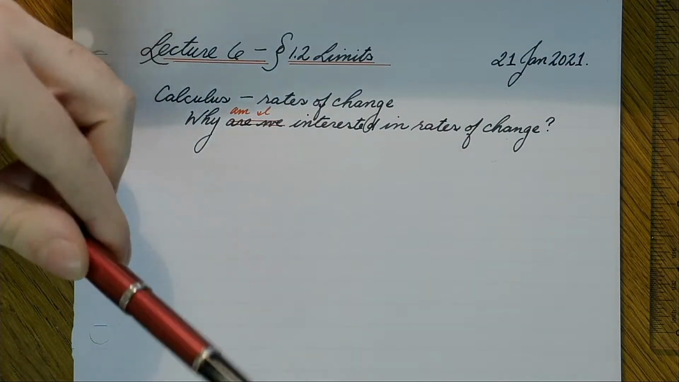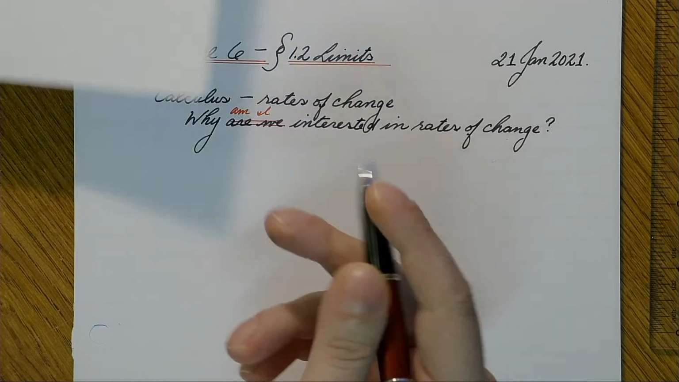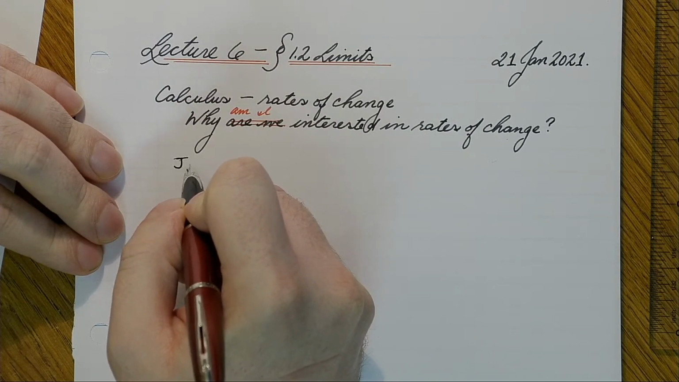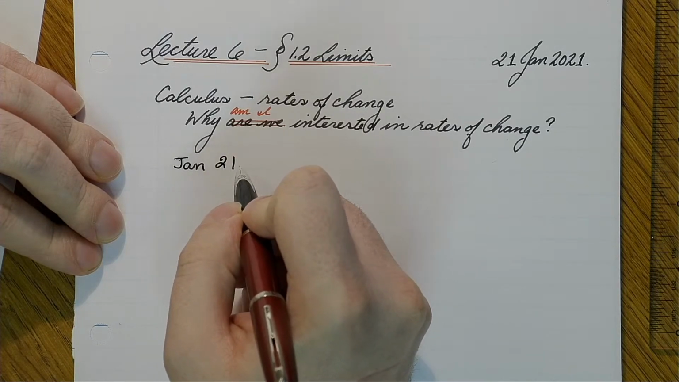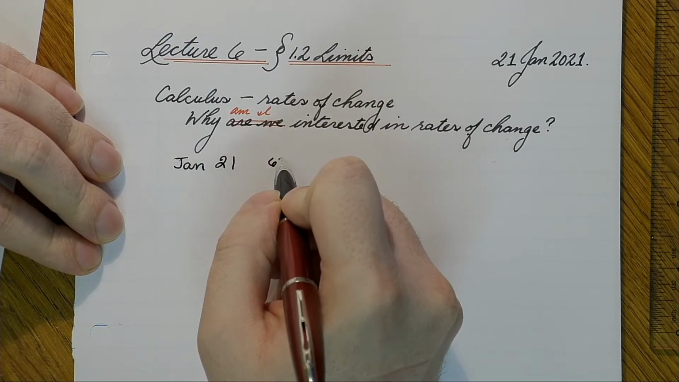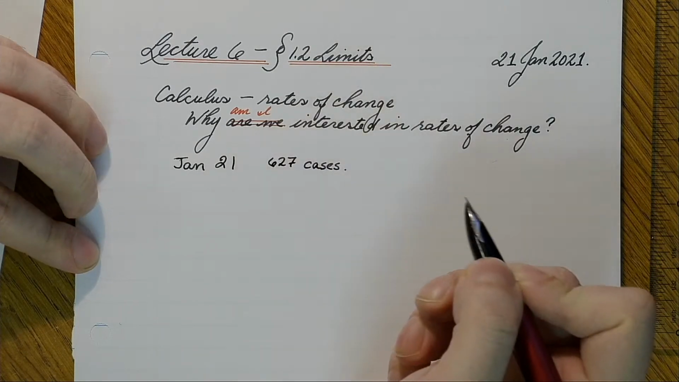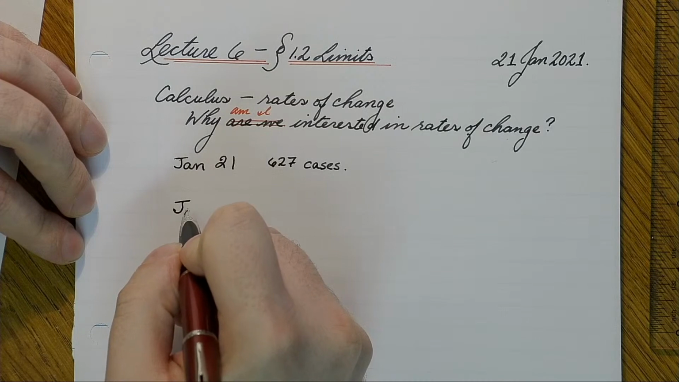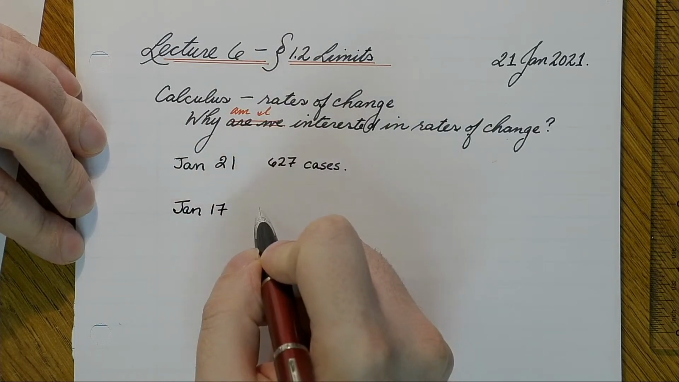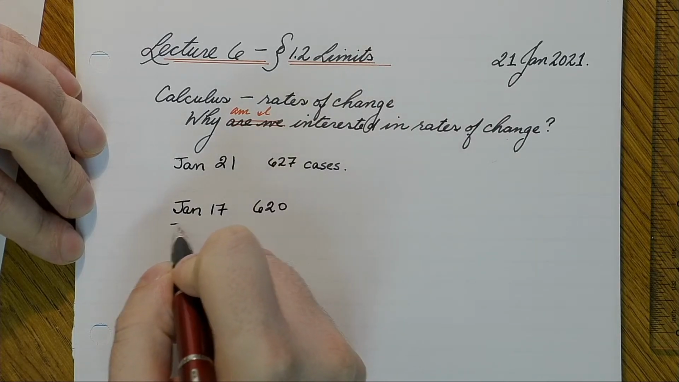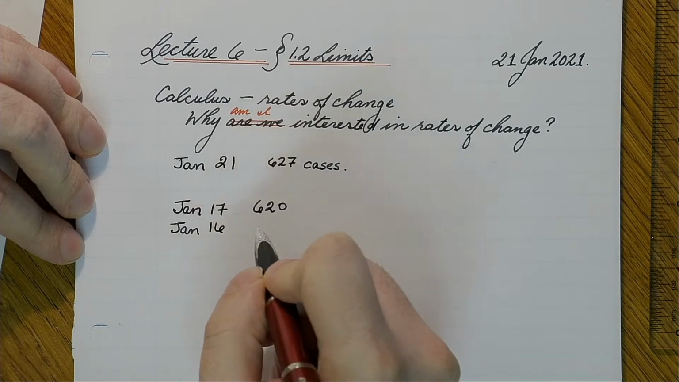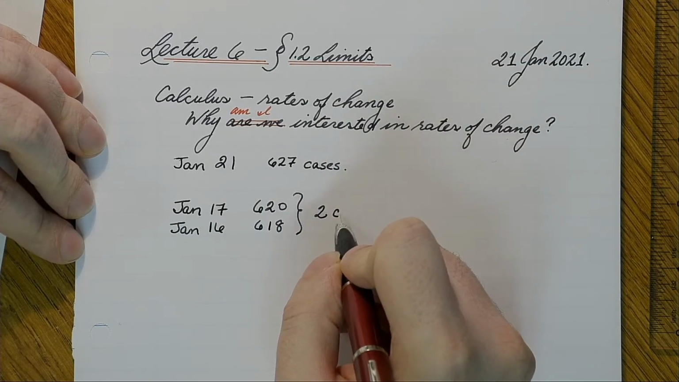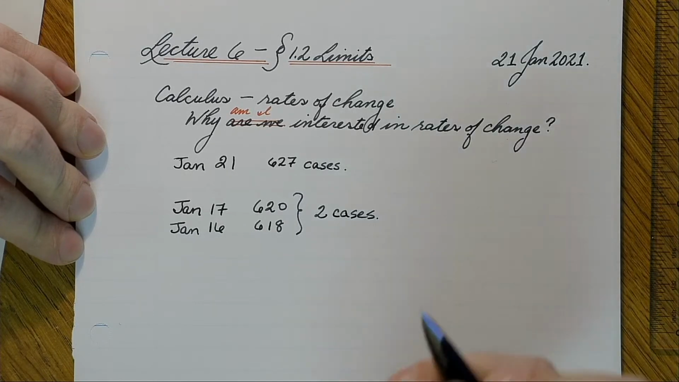So when we're interested in rates of change, we notice that on January 21st, which is today, we had 627 cases. Again, it's just a number to us. We don't know if it's good or bad. But if we compare it to the 17th, which was 620, and look at the previous day, the 16th, we have 618. That was a change of 2 cases over one day.